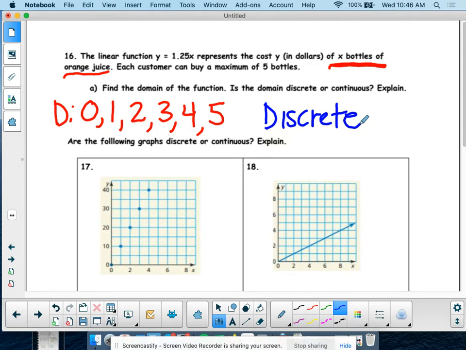Just like you can't buy partial tickets to a museum, right? You can only buy whole tickets. So this would be discrete, because you can't buy partial bottles of orange juice.